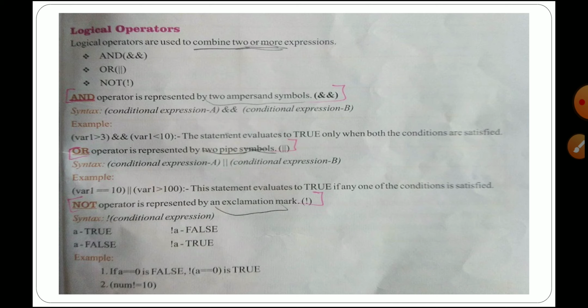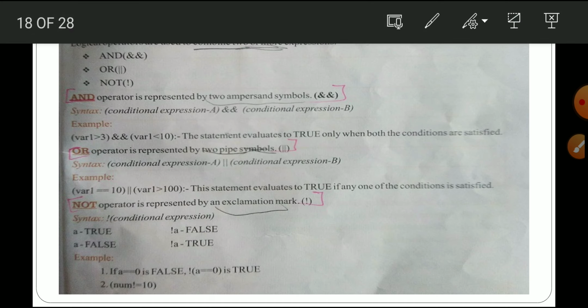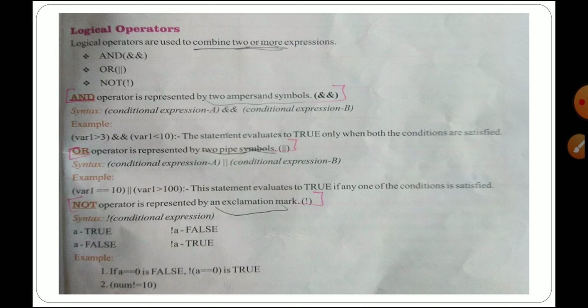Next one is the logical operators. This logical operator is used to find whether operations are true or false only. Okay, condition true means 1, false means 0. That is the meaning. So how do we find the result of the AND operator, OR operator, NOT operator in logical operators? In logical operators there are 3 types of operators. These operators combine 2 or more expressions: AND operator, OR operator, NOT operator.